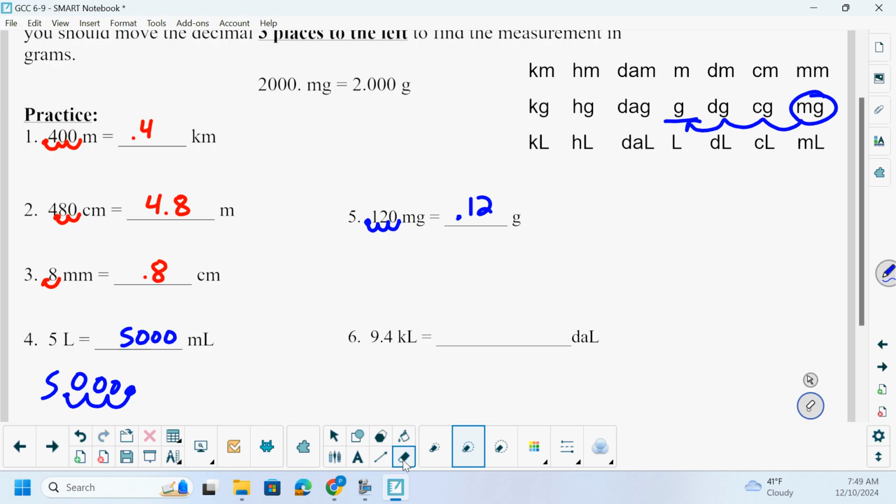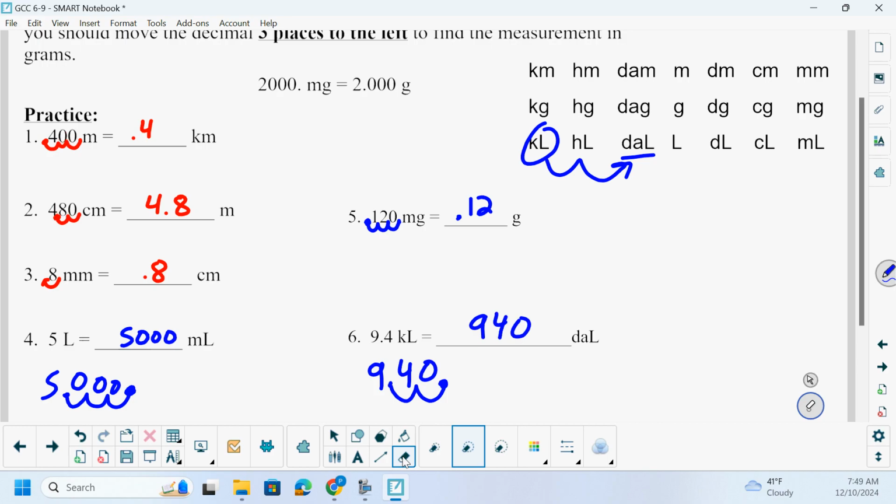And then the last one, we're going from kiloliters. And we're going to move over 2 to the right. I'm going to bring it down here just so I have more room. Start with your decimal. We'll go 1, 2 to the right. We've got to fill in a 0 there, so we have 940 now. So you'll see a handful of those unit conversions on your homework.